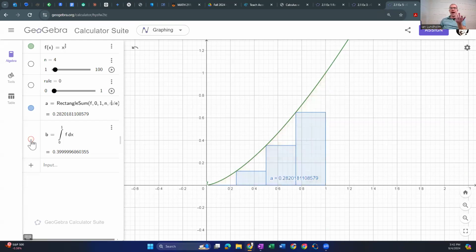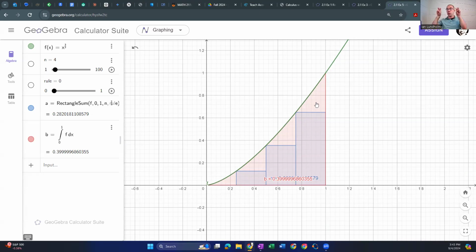But I wouldn't blame you if you said that this is not a great approximation, because we end up missing this chunk, we miss this chunk, we miss this chunk, we miss this chunk. It is definitely an underestimate of the area. And so there's a couple ways that we might be able to improve that.